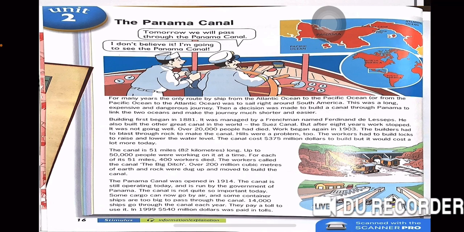14,000 ships go through the canal each year. They pay a toll to use it. In 1999, $540 million was paid in tolls.